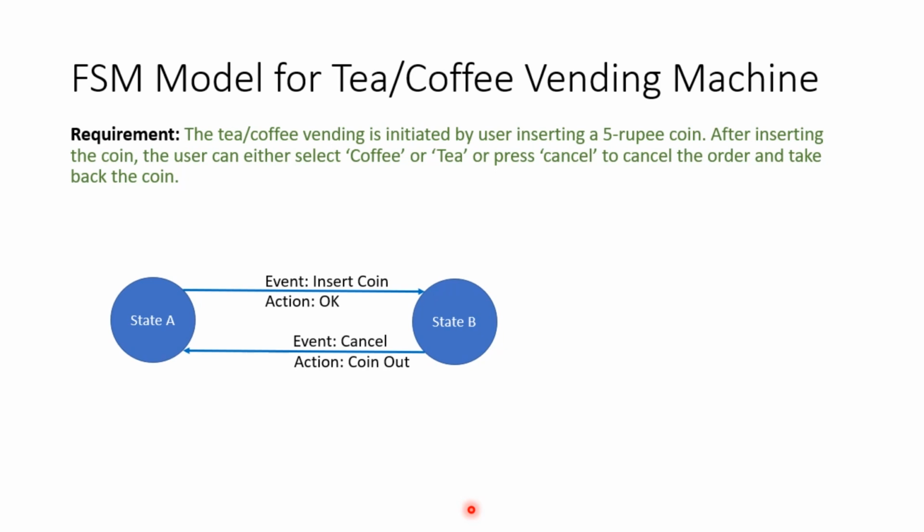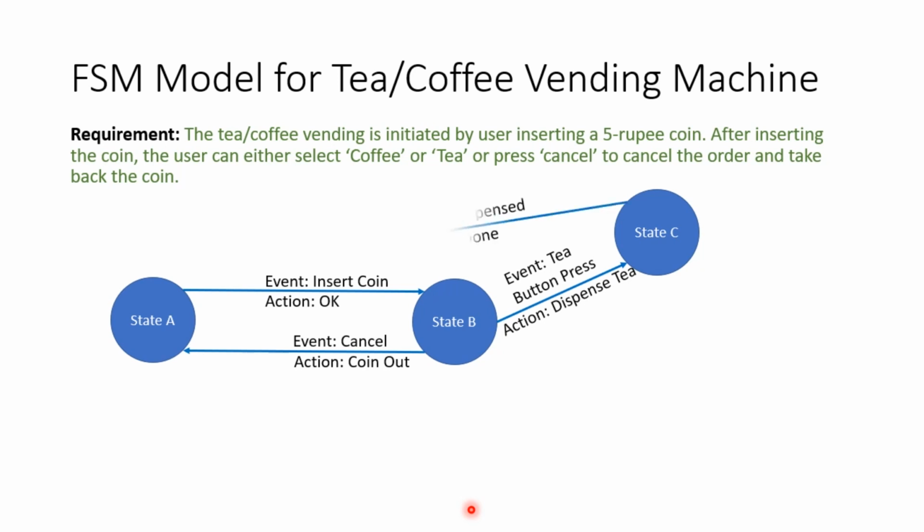Now let us assume that he has inserted the coin and he did not press cancel. Then maybe he opted for tea. So the event is tea button press. The action should be dispensing the tea. The moment he pressed the tea button, it will take me to the next state, state C. What is state C? State C is dispense tea. Once the tea dispense is over, I should return back to the waiting state. That's very important. So tea has dispensed, so the action is done.